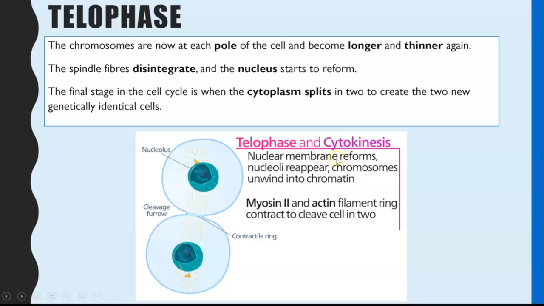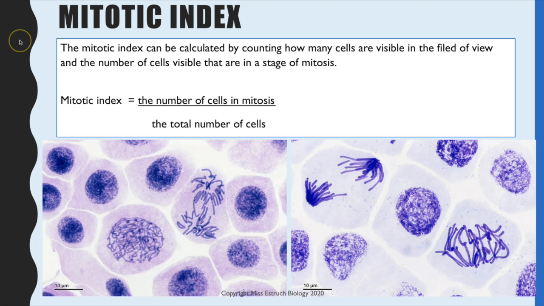Right at the end, we then get the last step of the cell cycle, and that is cytokinesis. And that is when the cytoplasm splits, which we can start to see here. It's splitting, and you then end up with two new genetically identical cells. So those were the stages of mitosis, and the spec specifies that you need to be able to describe the behaviour of the chromosomes, so knowing the position of the chromosomes, the role of the spindle fibres as well.